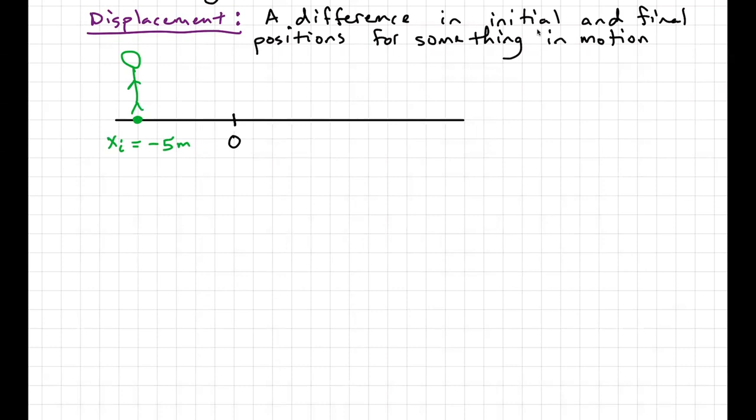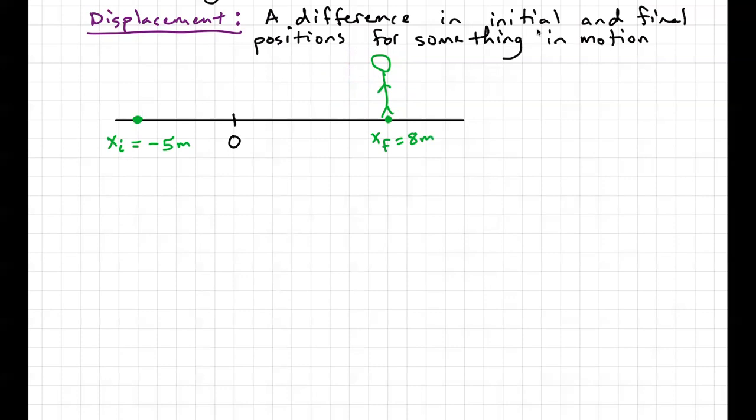And let's say I moved from that initial position. So I walk to the right and I end up out here. So how far is that? 1, 2, 3, 4, 5, 6, 7, 8. So my final position out here is 8 meters from the origin. My displacement is the difference between the initial and final positions.